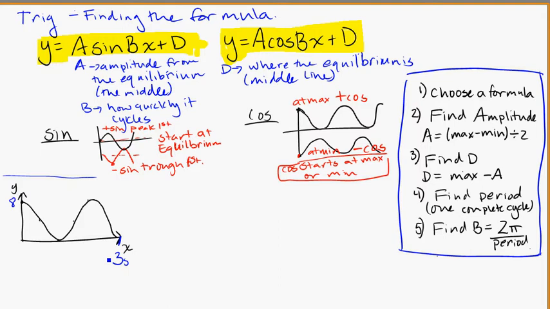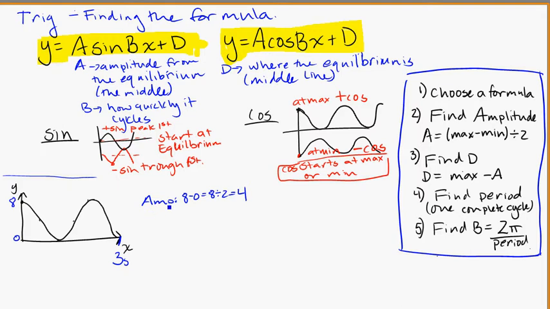So like we've done before, to find the amplitude, in this case, the amplitude is going to be the max minus the min. So here 8 minus 0, which is equal to 8, divided by 2 is 4. So I know my amplitude is 4.